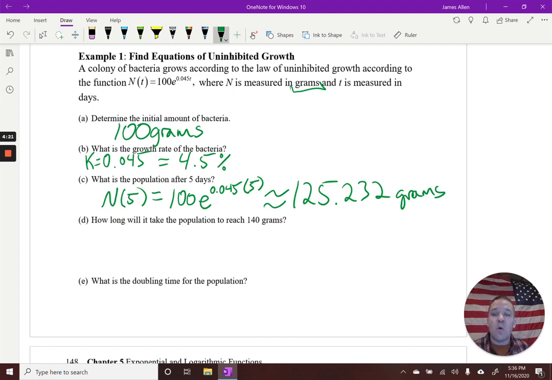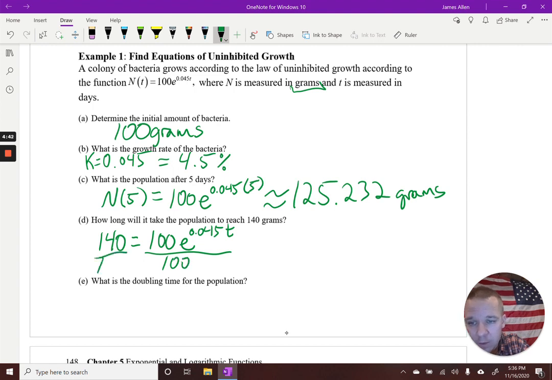So how long will it take the population to reach 140 grams? Now we're asking how much time. Well, we've got to set up an equation here. We're going to have 140 is equal to 100 e to the 0.045t. We don't know t this time. So I'm going to divide by 100 to help us solve for t.